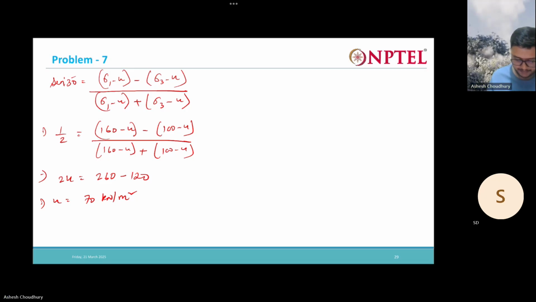Just check the calculation once by yourself. So using sigma 1 minus sigma 3 equal to 60, we get 260 minus twice u, 260 minus, it's fine.